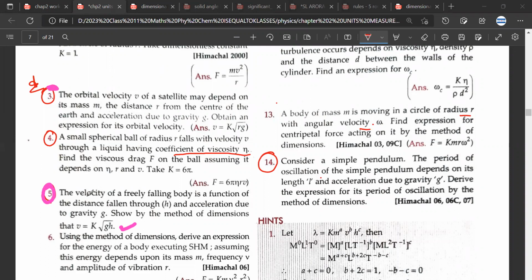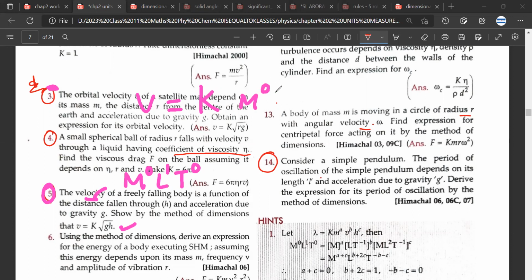So velocity is a function of, so there would be some constant which I am not aware of, some number. It can be half, it can be 2, it can be 3, I don't know, but it is there. And this is one of the limitations of dimension analysis. So this velocity is a function of distance through which it falls. So this distance would be given by m0 l1 t0. Mr. Rudra, any doubt?